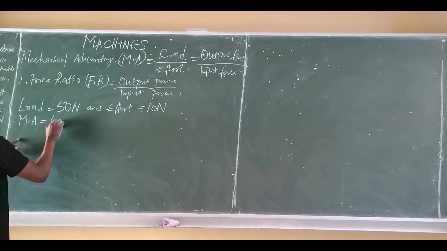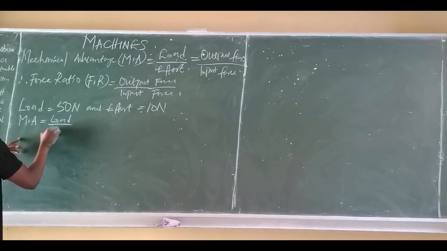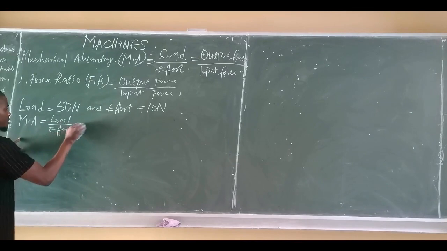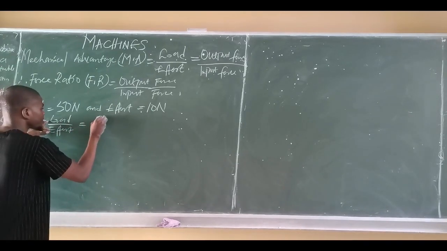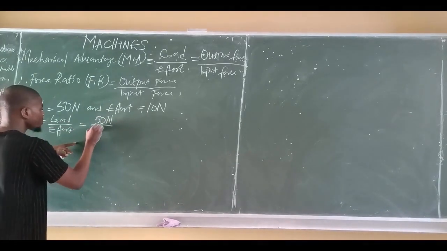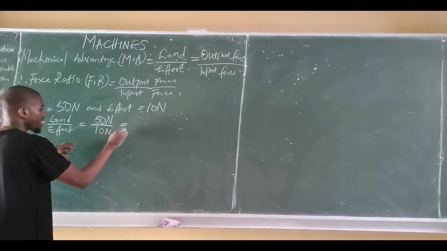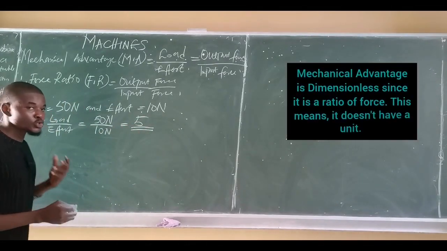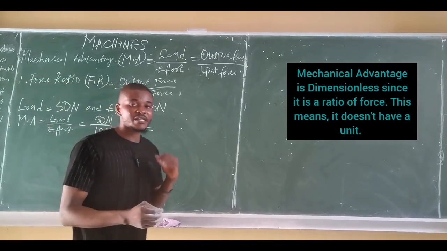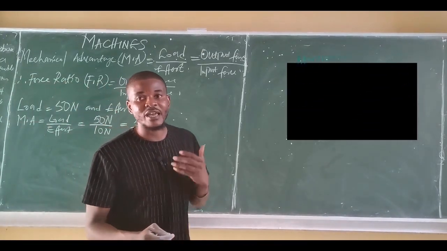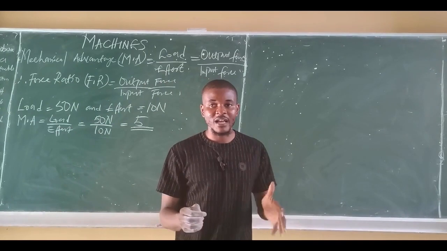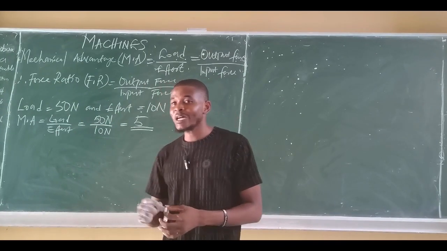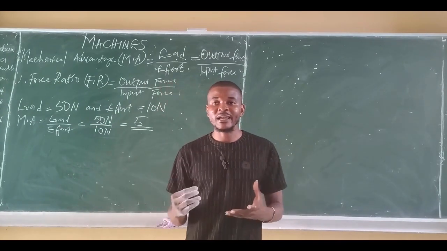Mechanical advantage is simply load over effort. So this is equal to the load, 50 Newtons, over the effort, which is very small, 10 Newtons. It means that the mechanical advantage is 5. Now take note, the mechanical advantage does not have any unit since it is a ratio of force. It is simply dimensionless. Alright, so that is how you can find your mechanical advantage.